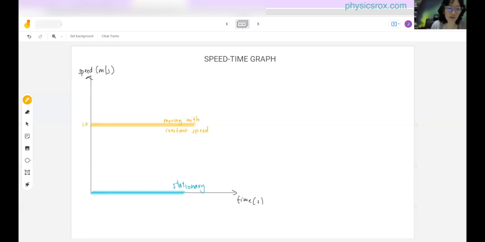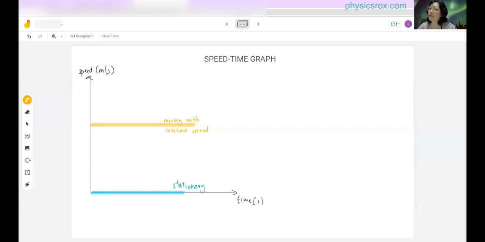Okay, so that's how you interpret. And when I say interpretation, it's because there are some questions where they give you the graph and they ask you to describe. So to describe means, is it moving with constant speed, or is it stationary? Let's say the number is not important.